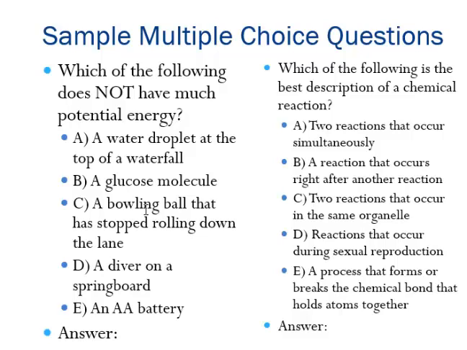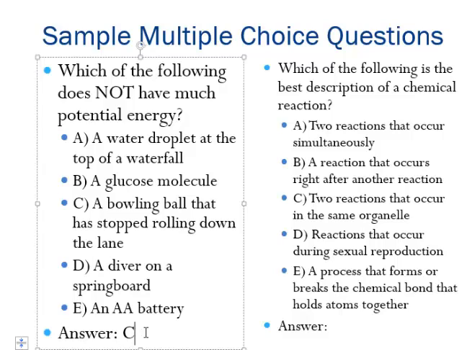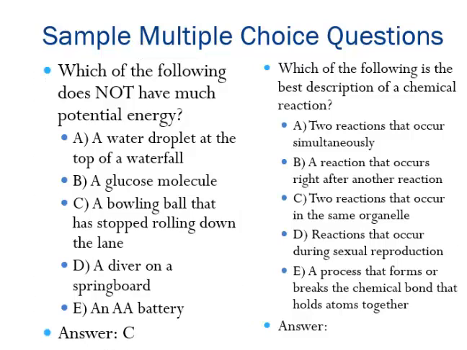C, a bowling ball that has stopped rolling down the lane. Well, it's on flat ground, and it's not rolling, which means it really doesn't have any potential energy, so that seems right. D. A diver on a springboard certainly does have potential energy, because he or she can jump off the diving board and go to the ground very fast. And E. A AA battery certainly has a lot of stored energy. It can be used for energy. So the only one that does not have potential energy would be choice C.